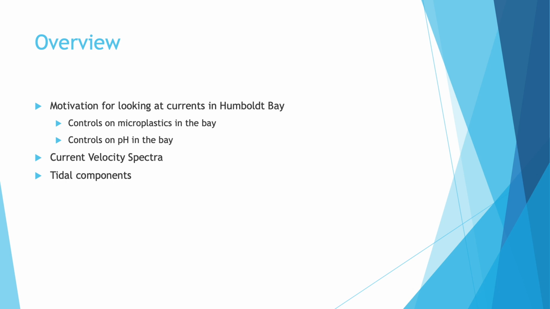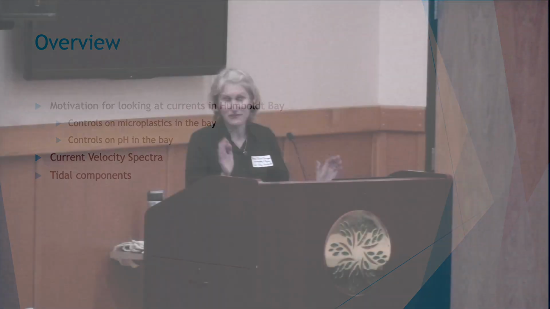Another set of undergraduate students, we looked at the controls on pH in the bay. And that also was leading to why we want to look at the currents now. Then we're going to look at some current velocity spectra. Again, very exciting, fun graphs for Friday afternoon. And then we'll be able to pick out from those tidal velocity spectra some of the tidal components and actually see what the different tidal components are that we're seeing in the data.